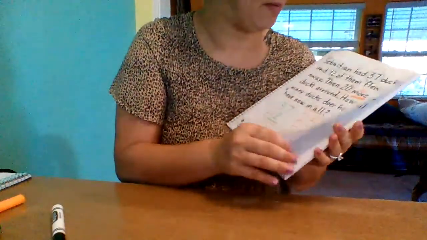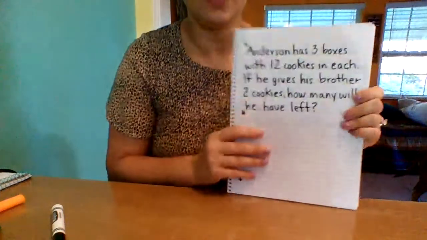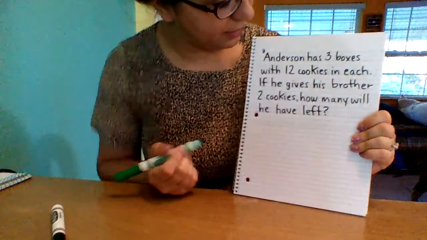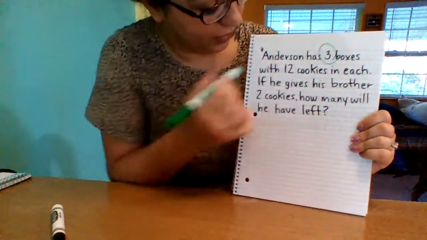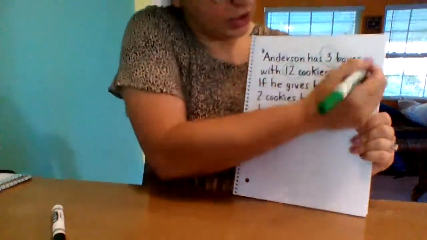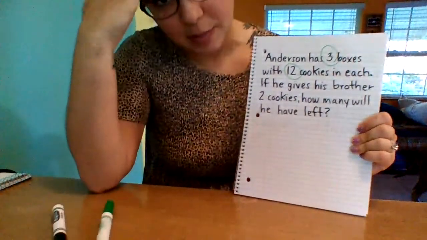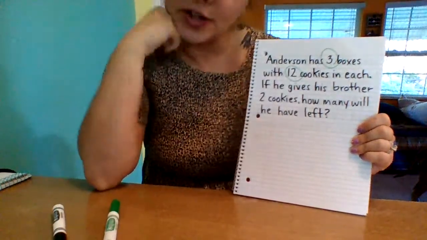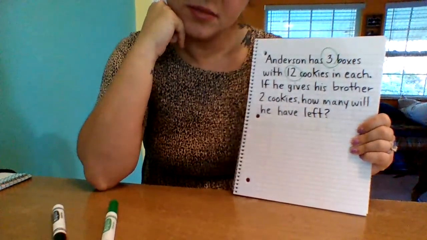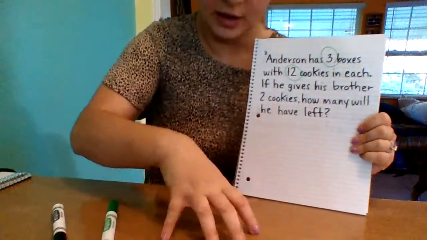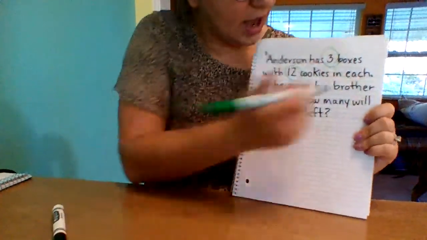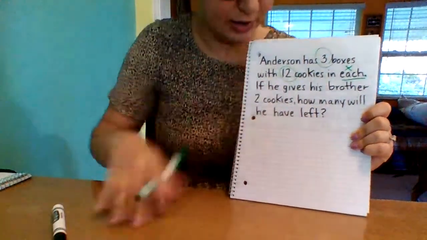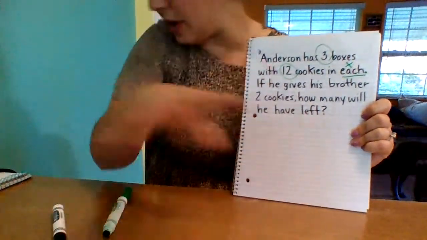Let's take a look at the next problem. Okay, this time it's Anderson, and he has 3 boxes with 12 cookies in each, period. So I stop and think about it. 3 boxes with 12 cookies in each. Are there any key words? What does this sound like? Boxes with things in each. This kind of sounds like equal groups, right? And it is. Okay, Anderson has 3 groups with 12 in each.